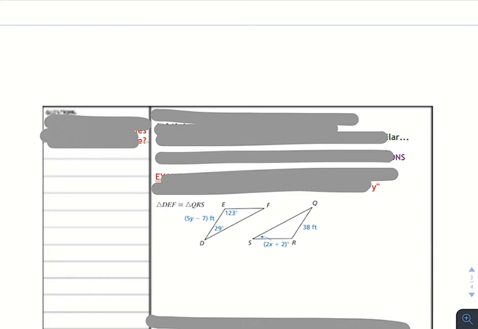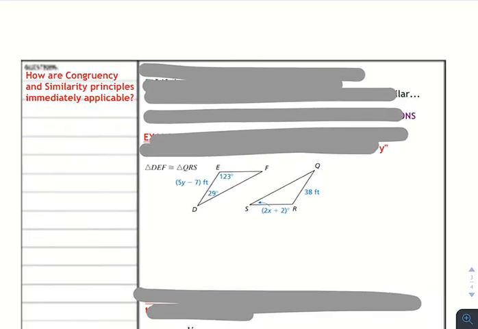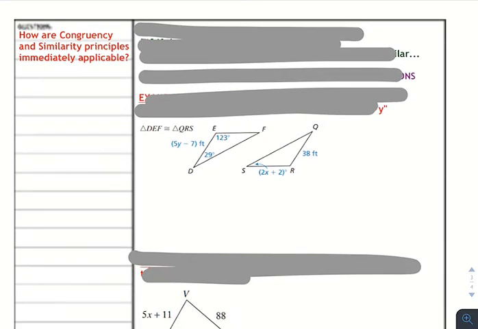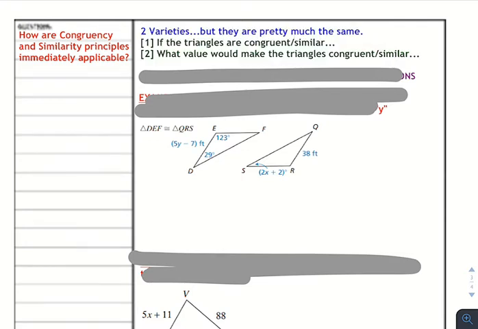Alrighty, so here's part 3. Here's where we're actually going to put the stuff into practical action. The big guiding question here is, how are congruency and similarity principles immediately applicable? Immediately meaning that we're going to evolve this idea over time, but how is it applicable right now, in this moment? Well, we can basically apply algebraic principles using these geometric ideas of similarity and congruence.